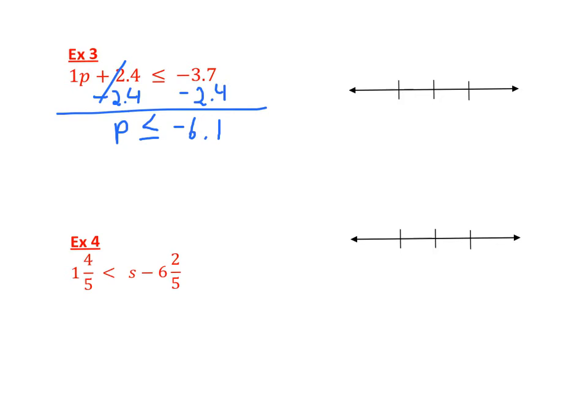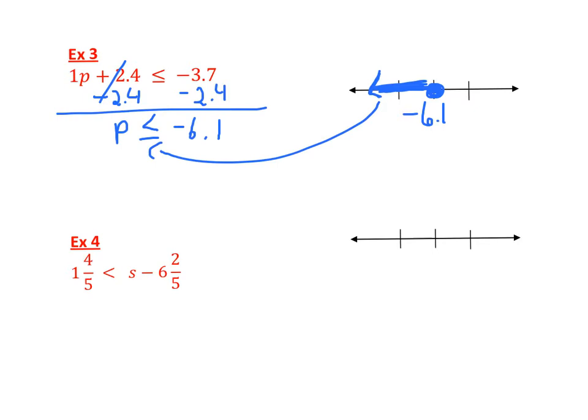So here's my number line. First, I need to know what kind of symbol I'm going to use. I'm going to use a closed circle because it's less than or equal to. And then I have negative 6.1. And p is less than, so which direction do I go? I go to the left. And again, your arrow here, when you're graphing it, matches. These two match in the same direction.